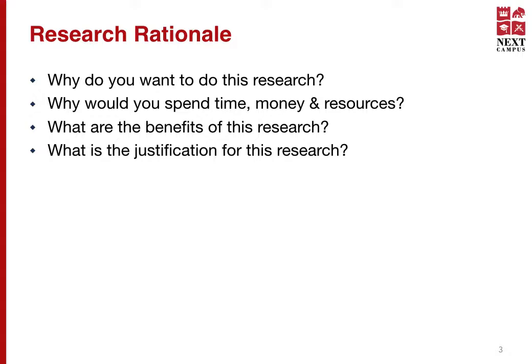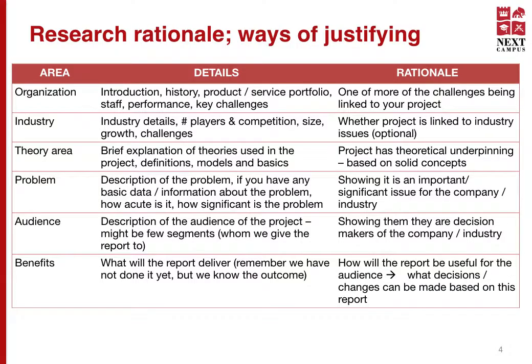Okay, when we are justifying a research, there are several ways of doing it. In this table, you find 3 columns. The first one is the area that you can use to justify your research. So in this table, there are 6 areas that you can use to justify the research. The second column, details, we can look at some of the details in each of the 6 areas. And the rationale or the justification is in the third column. Let's take a couple of these examples.